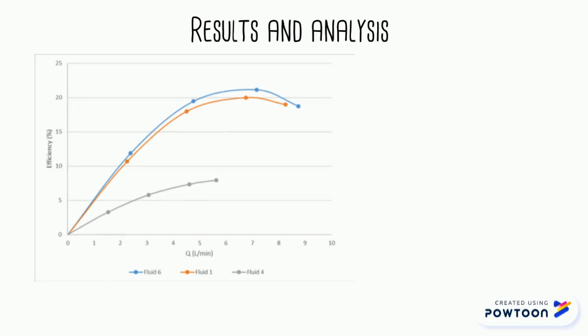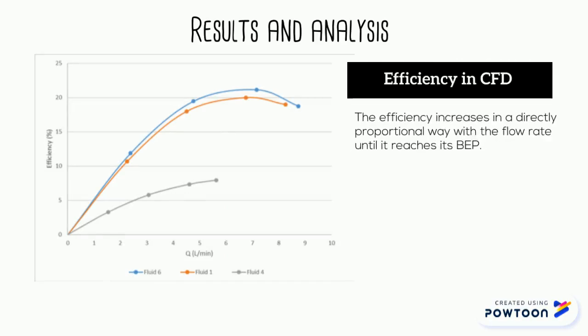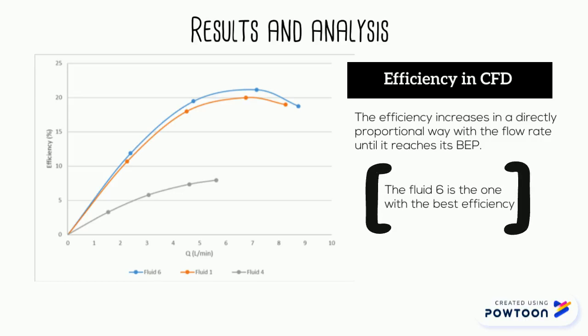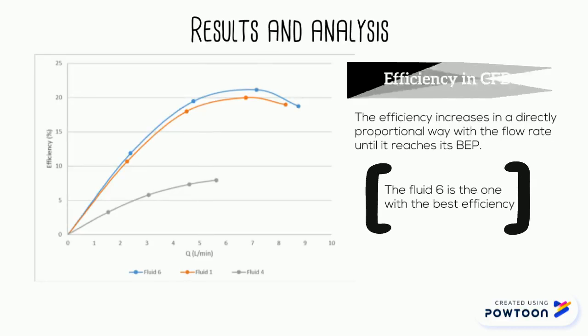In this figure, it is shown that the efficiency increases as the flow rate increases until it reaches the best efficiency point, where it starts to decrease. Also, it can be seen that fluid 6 is the most efficient fluid, as it has the best performance for all the volumetric flow range.